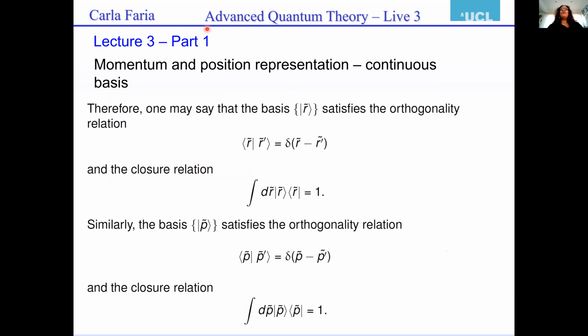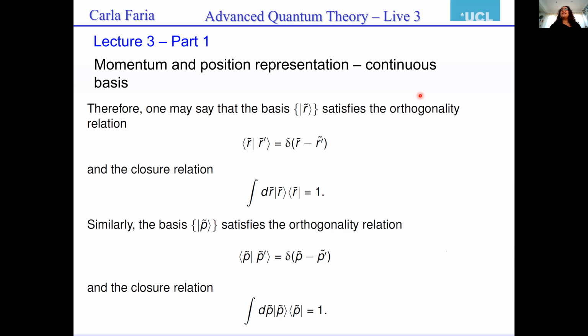Okay, so let's go through what we have discussed. In part 1 of lecture 3, there was position and momentum representation. So this was an application of continuous basis, because we discussed how you write operators and state vectors in continuous basis. And what we have seen was that where you had sums, you would have integrals, where you had Kronecker deltas, you would have Dirac deltas, etc.